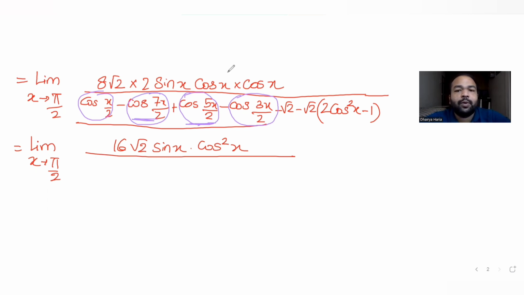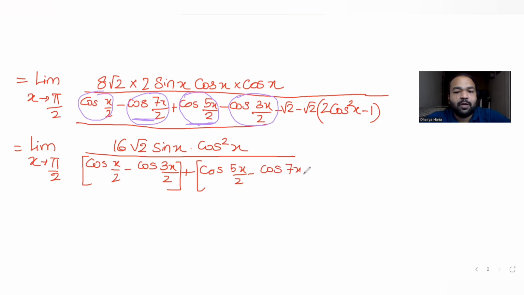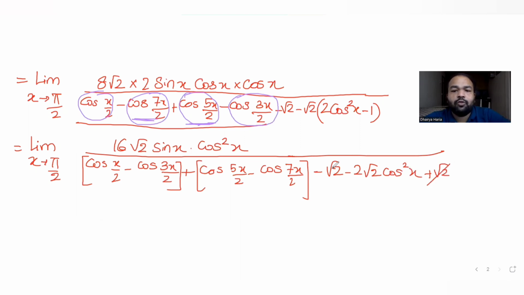So if I take it together, cos x by 2 minus cos of 3x by 2 plus cos of 5x by 2 minus cos of 7x by 2. So it is not cos of 7x the whole divided by 2, the angle is just divided by 2. And further I have minus root 2 minus 2 root 2 cos square x and plus root 2. So this minus root 2 and plus root 2 gets cancelled, right? Now let's try to simplify our denominator more, because we have already simplified our numerator, so we'll keep it as it is now.